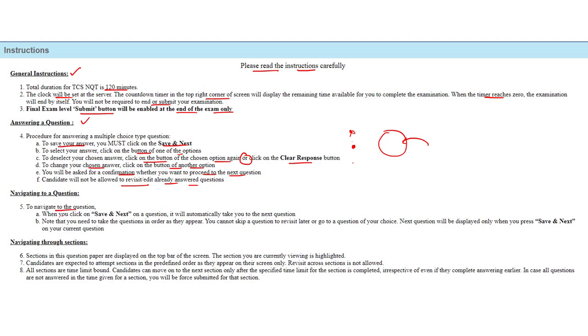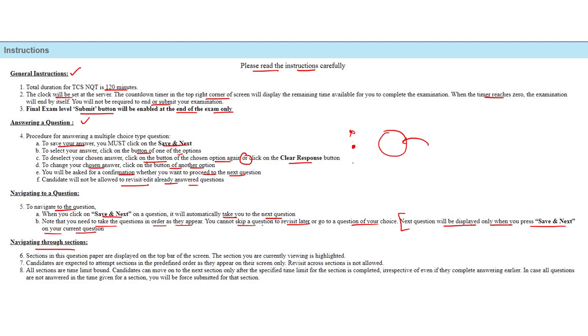Now, navigating to a question. When you click on Save and Next on a question, it will automatically take you to the next question. You need to take the questions in order as they appear. You cannot skip a question and revisit it later, or go to a question of your choice. Very important: the next question will be displayed only when you press Save and Next on your current question.